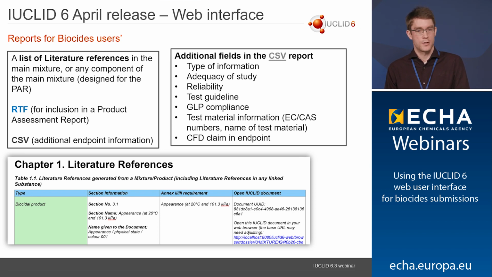There is also, however, a CSV version of this literary reference report, and this contains additional information about the endpoint. And here on the right-hand side, I've listed the additional information which is included in the CSV format. So for instance, the type of information, adequacy of study, reliability of the study, more information about the test material used, as well as the confidentiality claim on the endpoint.